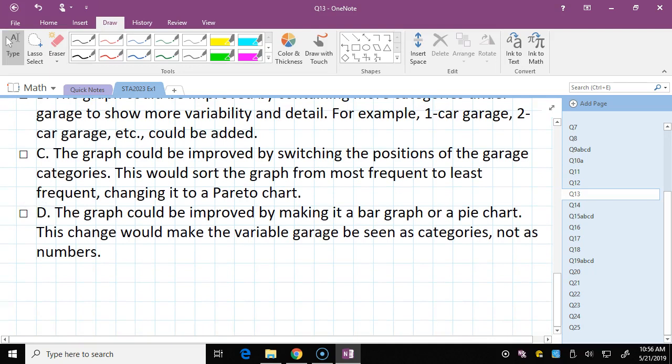C, the graph could be improved by switching the position of the garage categories. This would sort the graph from most frequent to least frequent, changing it to a Pareto chart. And D, the graph could be improved by making it a bar graph or a pie chart. This would make the variable garage be seen as categories, not as numbers. What do you think?